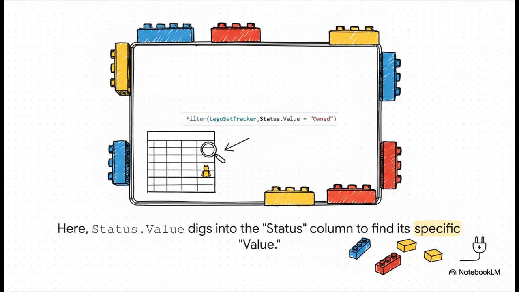Okay, this whole formula is filtering a list of Lego sets, but just focus on that one part, status.value. See, that's the dot doing its job. It's just telling the app inside this list of data, find the column named status, and then pull out its specific value. That's it. You're just pointing the way to the data you want.